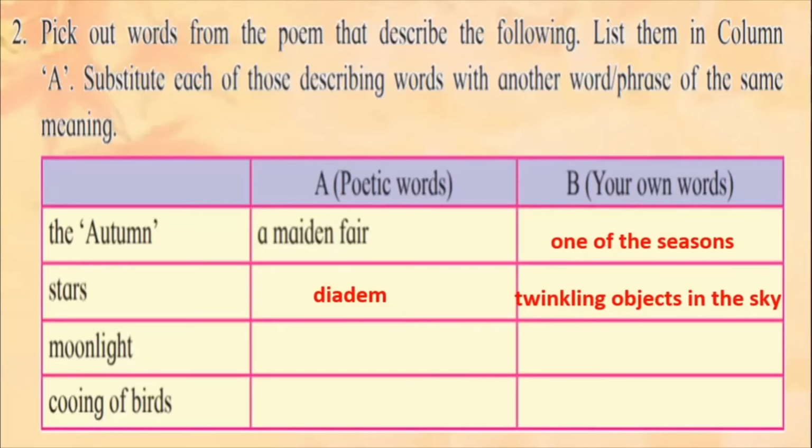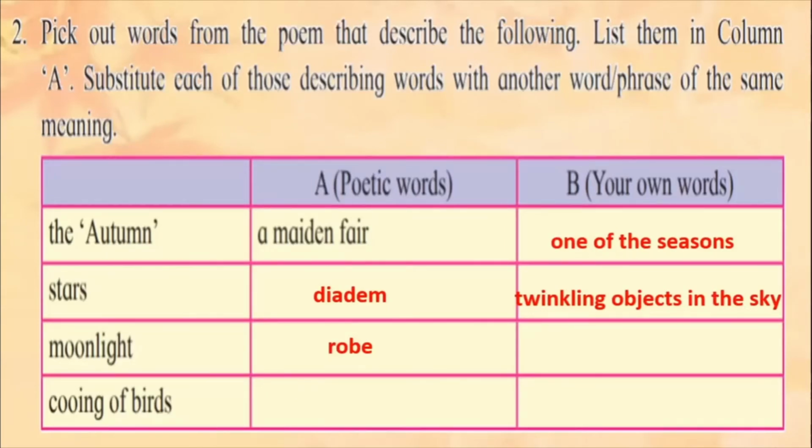So in the poet's language, moonlight is like a robe which has been worn by the season, that is autumn, or it is a robe which has been worn by the fair maiden who represents autumn here. What do you think, children? What do you feel the moonlight is? Okay, and the last one is cooing of the birds. So decide, think according to the poet, what has he written, and according to you, what do you think it is? So this is also a small assignment as we go along with the lesson.